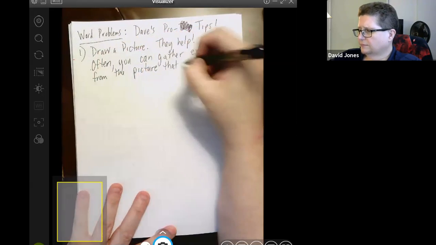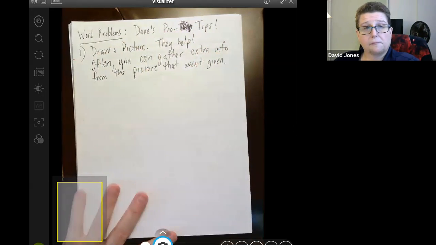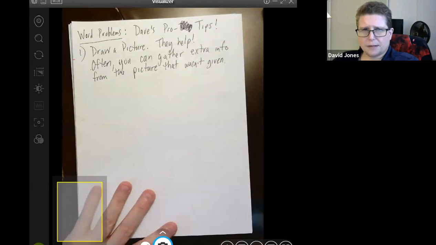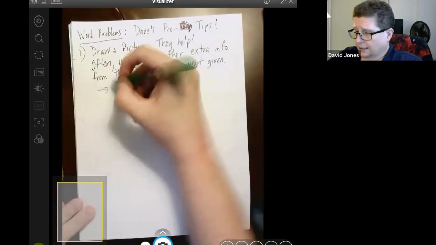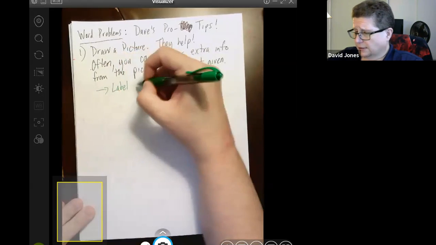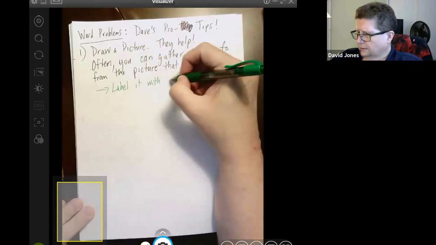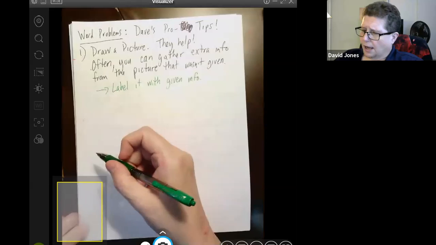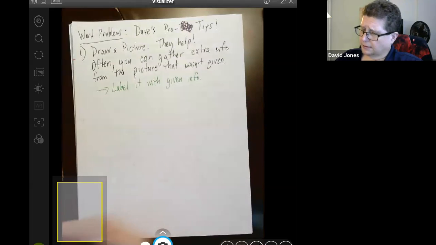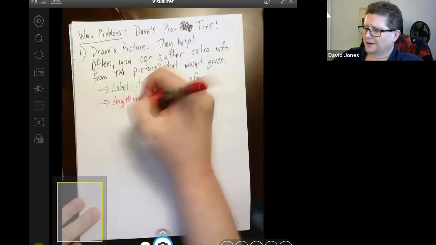That wasn't given. Sometimes you can just see it and you can reason it out. When you're doing this, when you're drawing it, label with given info. And anything not labeled should be given a variable.